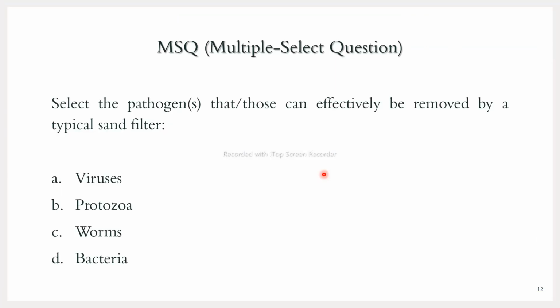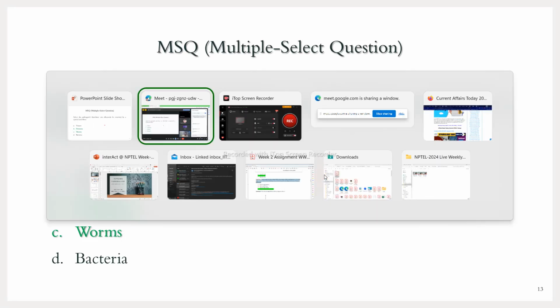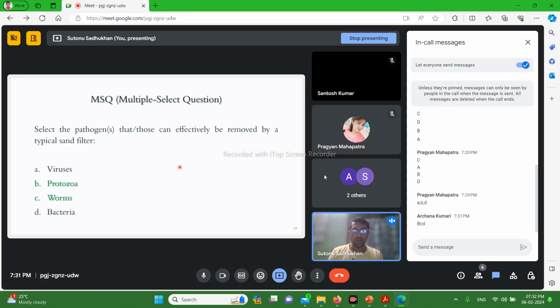I'll go with the answer without further delay. The answer is protozoa and worms. The bacteria and viruses are not visible to our eye, right? They are called microorganisms. Why micro? Because micro means 10 to the power minus 6. Their size range is at the micrometer level, which is why they are visible with the help of a microscope. The term micro means 10 to the minus 6.